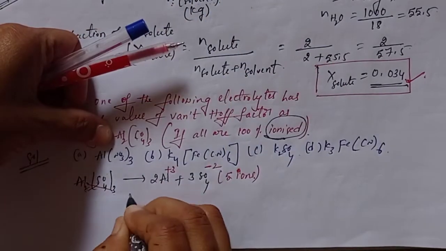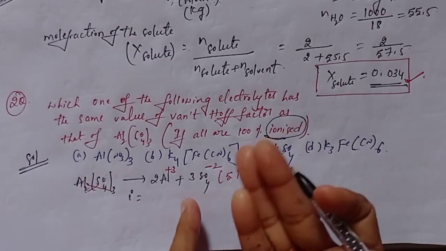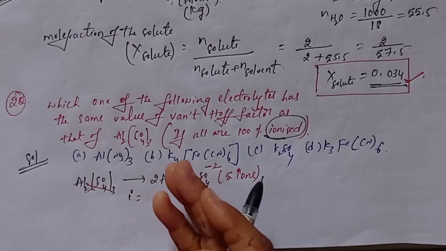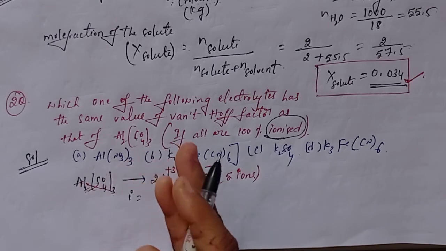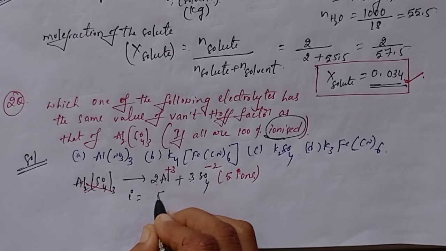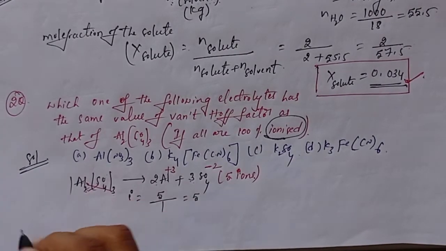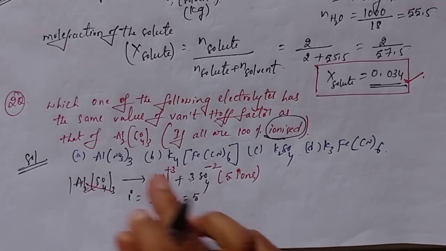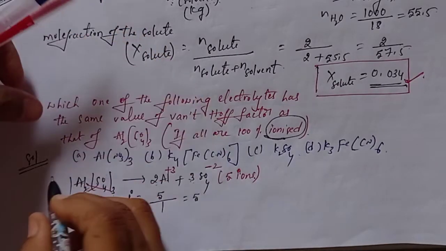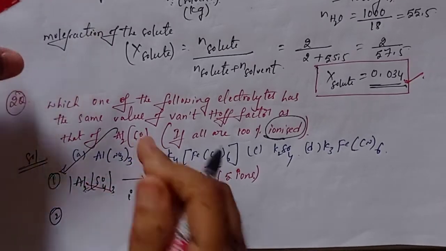How to find it? Van 't Hoff factor is equal to the total number of ions formed after the dissociation divided by the total number of ions before dissociation. So after dissociation how many ions? 2 plus 3, 5, divided by before dissociation, how much, students? 1. So 5 by 1, i is equal to 5. Now if you calculate these compounds also, then you will get the same one. So this is the first one, this is the question that was given and we calculated.